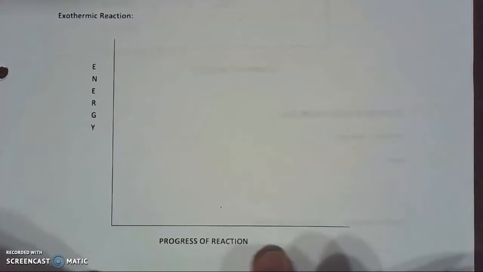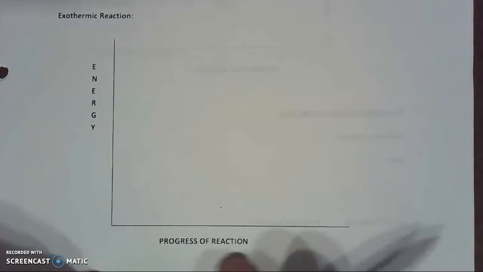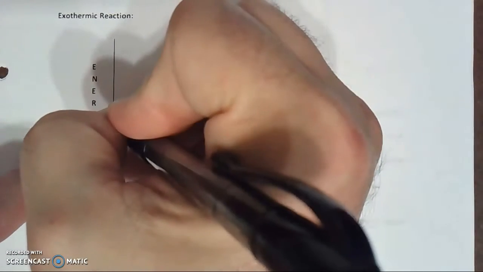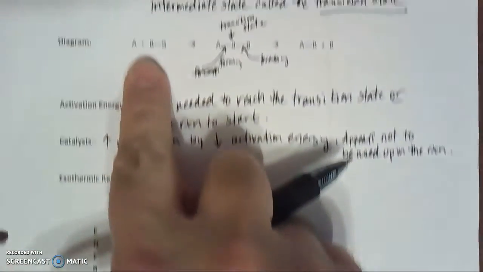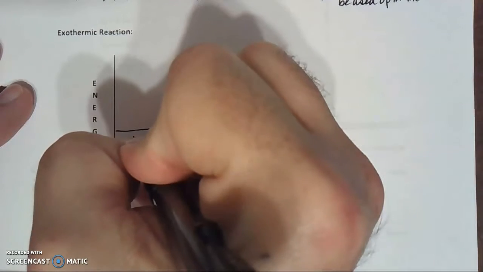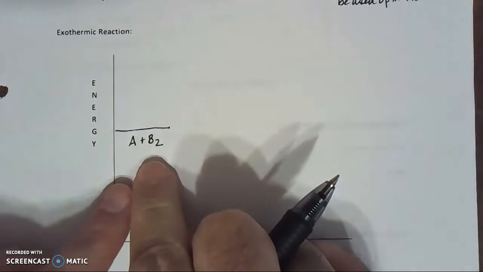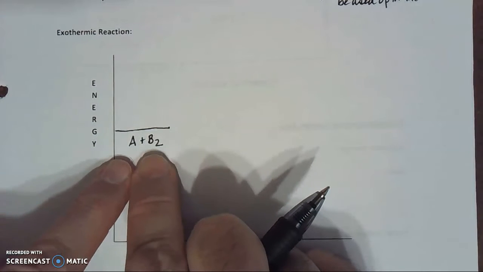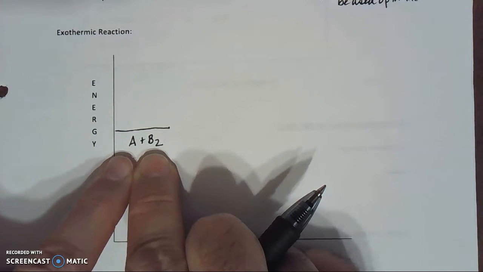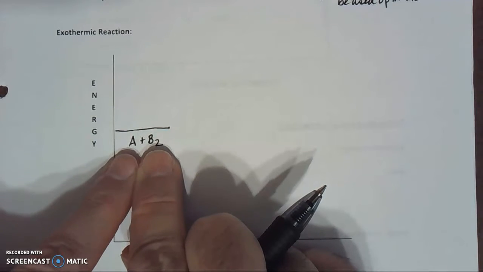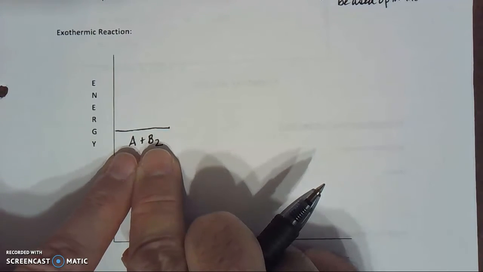On the x-axis we have the progress of the reaction, so we have time, and we have the amount of energy. We're going to start our reaction here. So let's use our A plus B2 that we had up here. At the start of a reaction, by the chemical bonds that are present, we have a certain amount of energy that is contained, potential energy, within the chemicals.